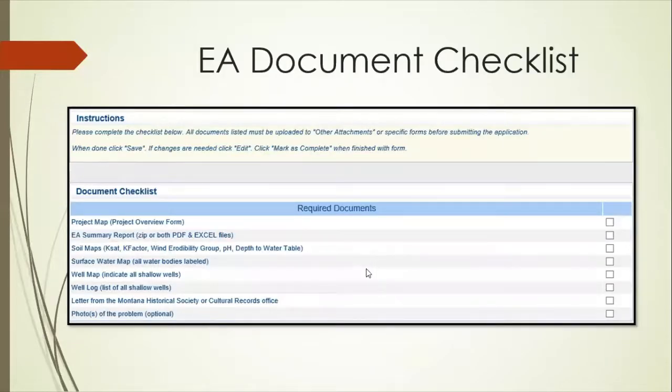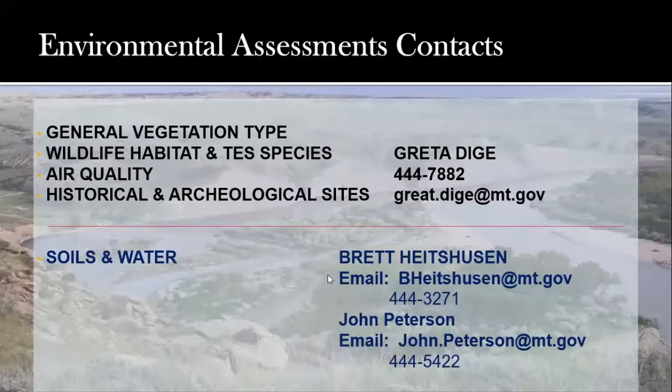Now, this is the EA document checklist, and you'll go through here and you want to make sure that you have all these items and all these boxes should be checked. And any photos, this is just for your whole grant to make sure that you cover all necessary items. Once you've done so, you want to attach those documents on your other attachments, and you will be ready and you've completed your application and environmental assessment.